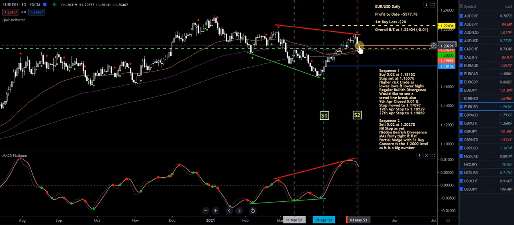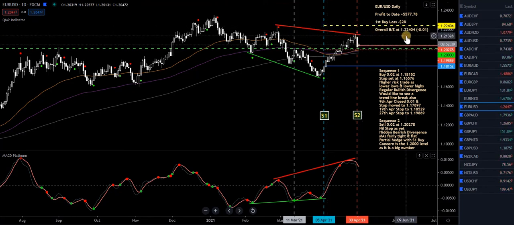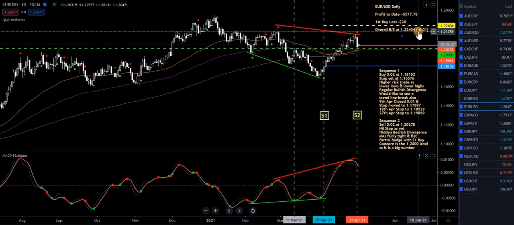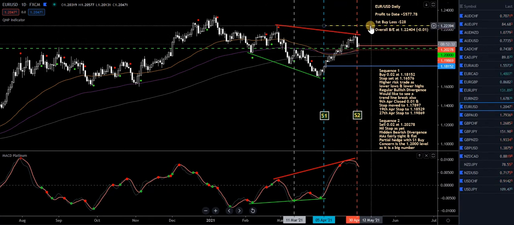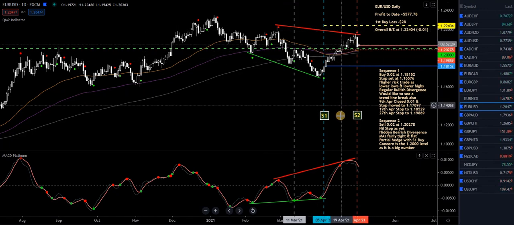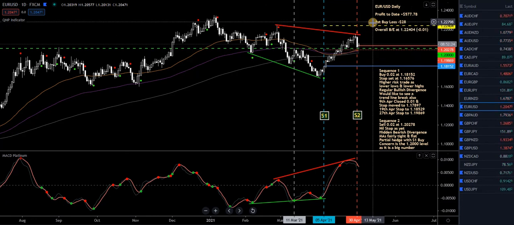Taking that sell today, overall break-even is the yellow dash line. So overall break-even, because it's negative 0.01 overall, as long as price remains below that yellow, I can close both trades and profit. So pair it up, mind trading sometimes, and sometimes you'll see notes.